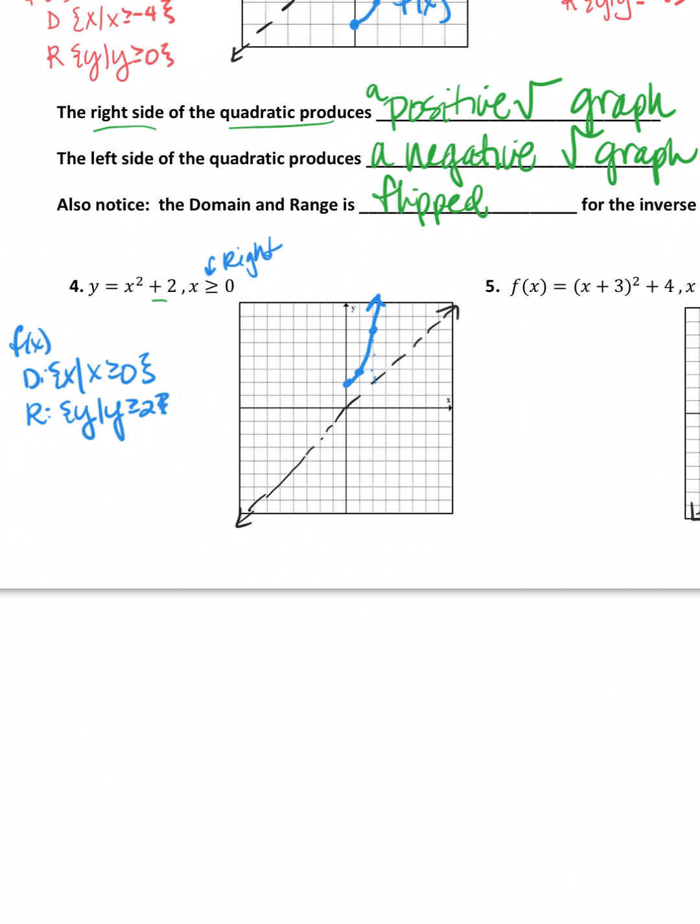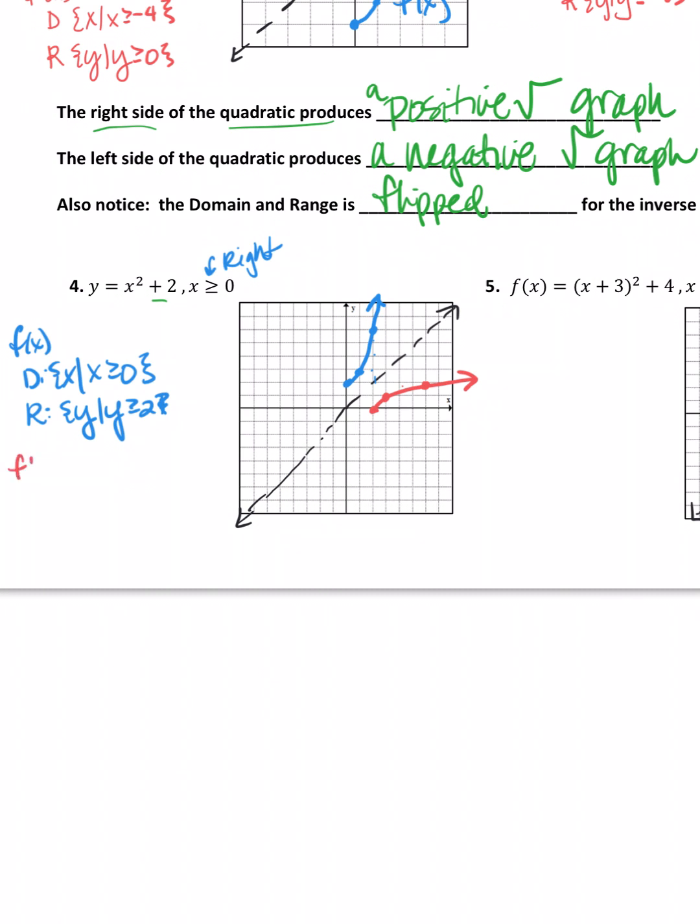All right, now let's do our inverted graph. So we went up 2 at 0. We're going to go over 2 and 0 y. And then we go up 1 over 1, 2, 3, 4. So we see a positive square root graph going on there.